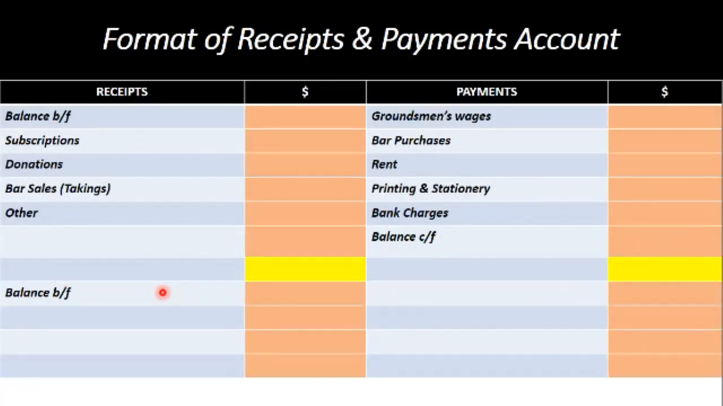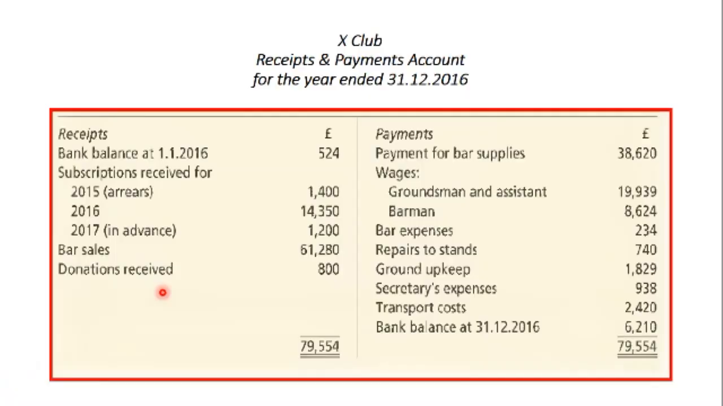Okay, let's look at a real one. We have a receipts and payments account for X Club. You see receipts on the side, payments on the side. There should be a dollar sign, but I took it out of our English textbook and I have a pound sign here, right? So notice you have bank balance here. So this club is keeping its money at the bank.